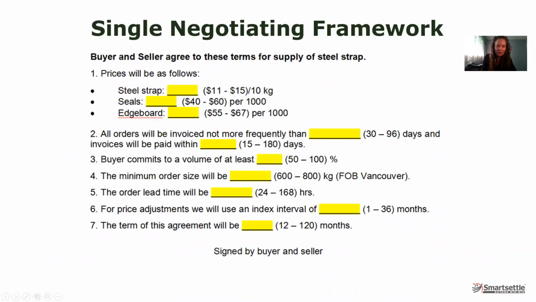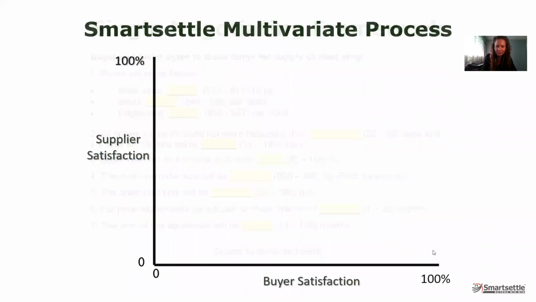So the first step is for the parties to build a single negotiating framework. This is like the final agreement, but with blanks for the values of the issues being negotiated. So the parties together identify all of the issues that they want to negotiate and a range for each of those issues. So you can see here we've got the price for steel strap, seals, and edge board, a negotiating range for each of those, and then a number of other issues.